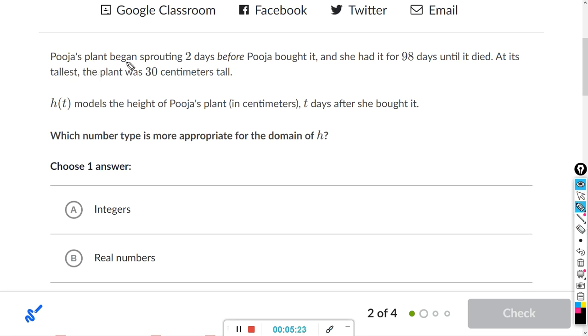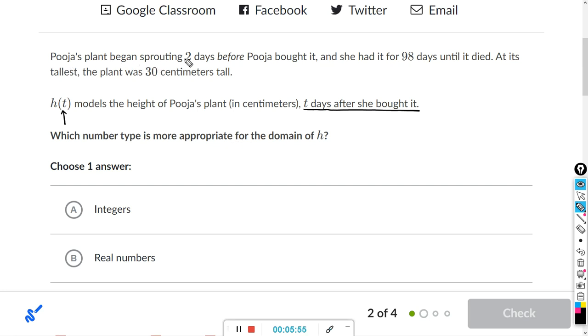So and so's plant began sprouting 2 days before she bought it, and she had it for 98 days until it died. At its tallest, the plant was 30 centimeters tall. H of T models the height in centimeters, T days after she bought it. The variable in the parentheses is your x variable, so the domain is the possible values for T.